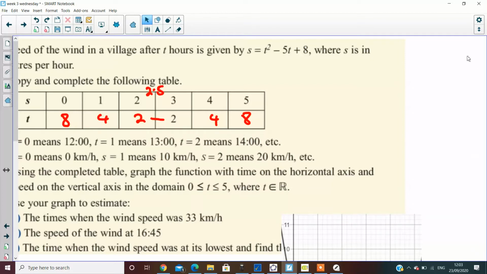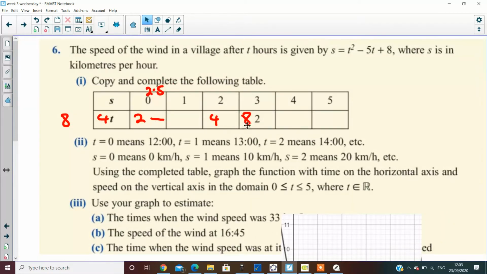So I'll just grab all this here and move it all across. There you go. There's the 4 and the 8 and the 3 of them. All right. T0 means 12 o'clock. T1 means 1 o'clock in the afternoon. T2 means 2 o'clock in the afternoon. S0 means 0 kilometers an hour. S1 means 10 kilometers an hour. That makes things trickier, doesn't it? Because the numbers don't mean what they say they mean, do they?